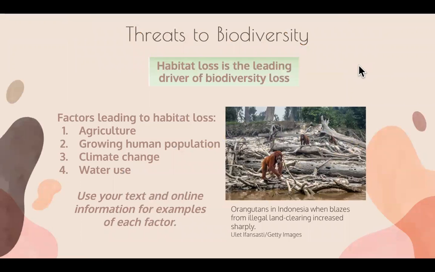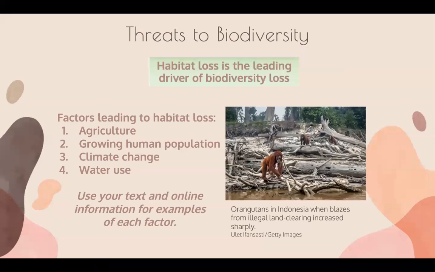So habitat loss is the leading cause of biodiversity loss at this point. Now, that is going to be replaced by global climate change, most likely in the coming years. But right now, habitat loss is one of the biggest issues. And habitat loss is mostly occurring because of humans. So agriculture is one of the things driving the loss of tropical rainforests, agriculture and also raising cattle.